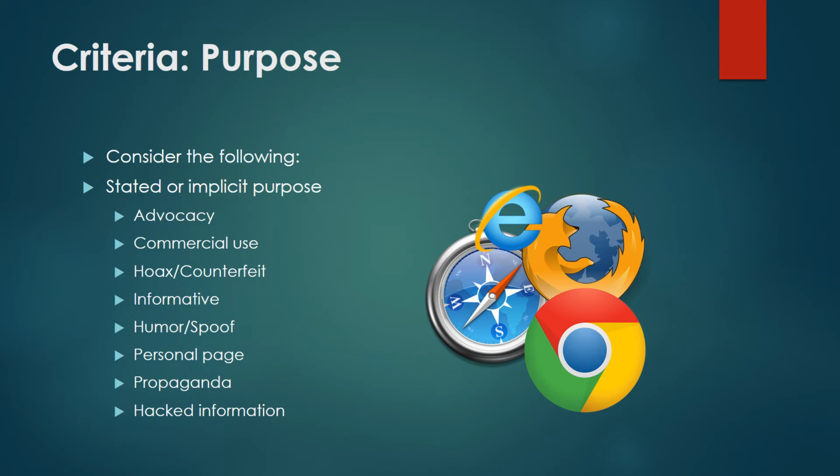The next criterion is purpose and content. When assessing the purpose and content of a web resource, consider the following. Is there a stated or implicit purpose? Advocacy, commercial use, hoax or counterfeit, informative, humor or spoof, a personal page, propaganda, or hacked information.